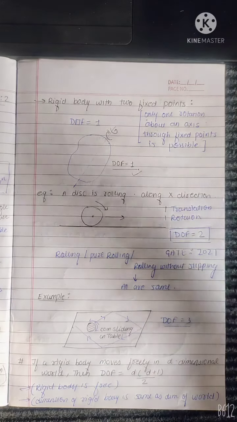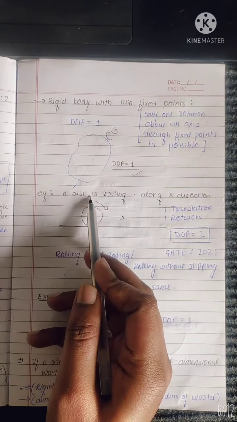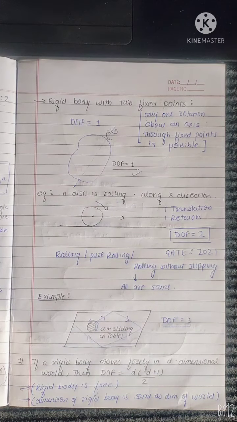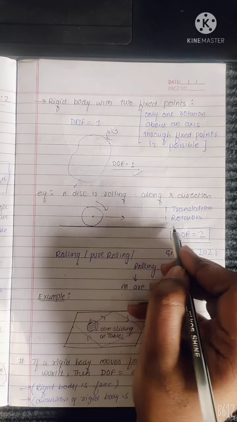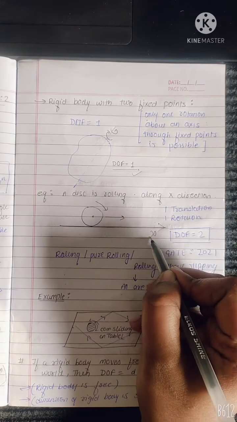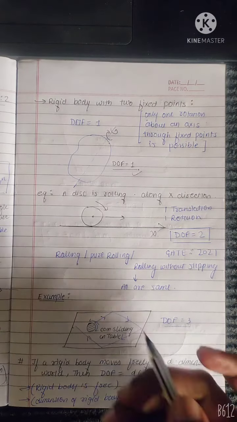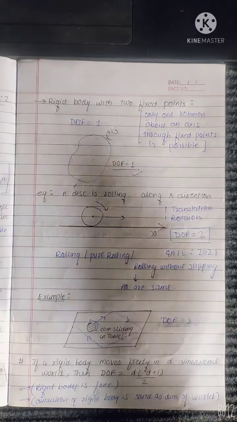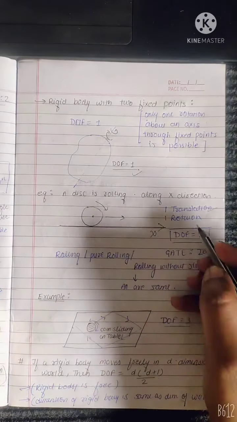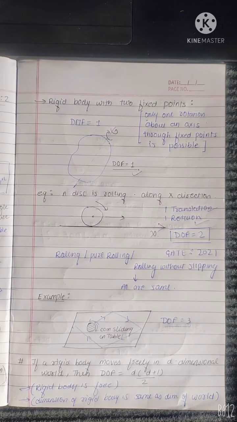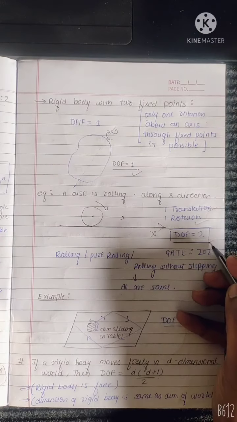Now we will check some examples and calculate their degree of freedom. Example 1 is basically a disk rolling along the x direction. It's a plane, the disk is rolling along the x axis. Now the degree of freedom for this system will be 2 because it is moving in the x direction, 1 for translation, and it is rolling, that is 1 for rotation. So the degree of freedom for the system will be 2.